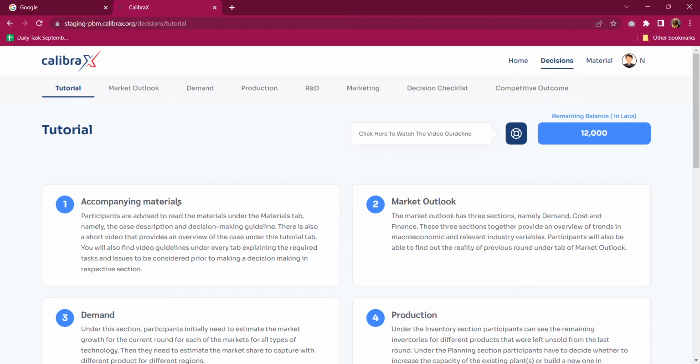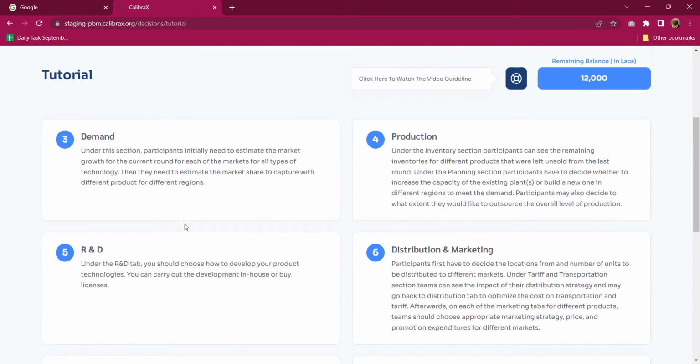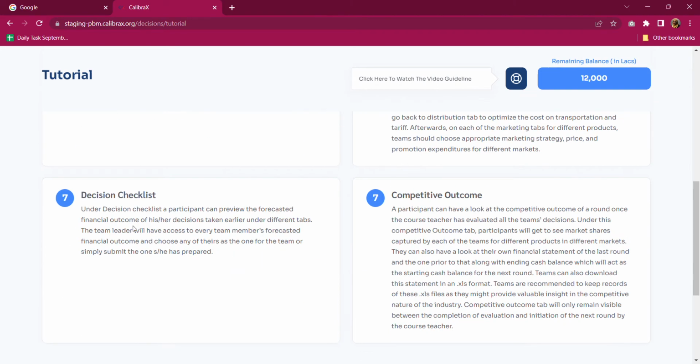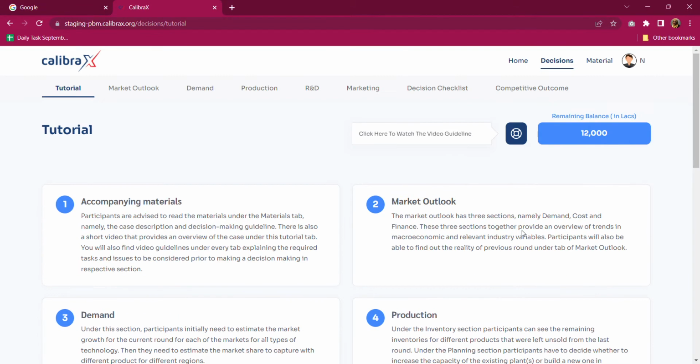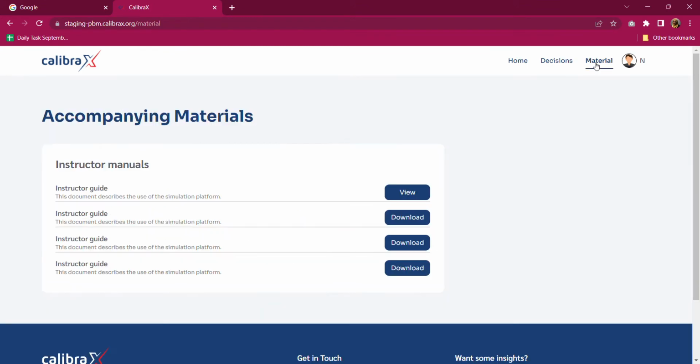Currently, there are 8 sections, namely accompanying materials, market outlook, demand, production, R&D, distribution and marketing, decision checklist, competitive outcome, and so on. If I click on the materials tab, I will find that there are two files titled case description and the student manual. Case description gives you an overview and background of this case study, whereas the student manual provides information on how to use the simulations platform.